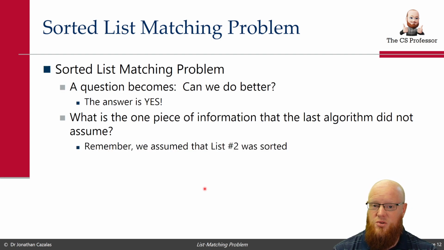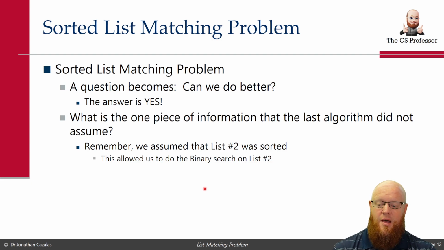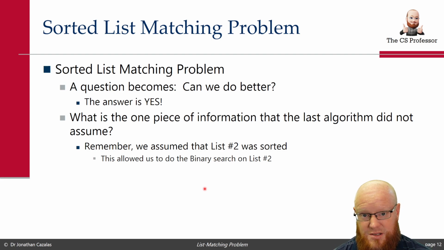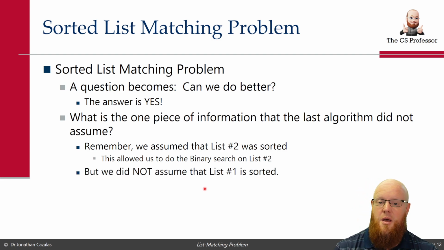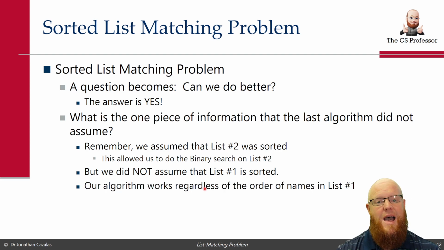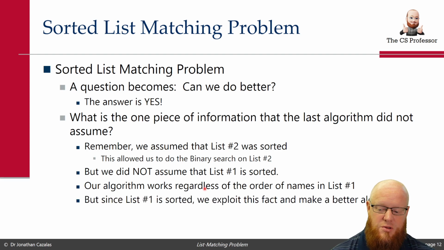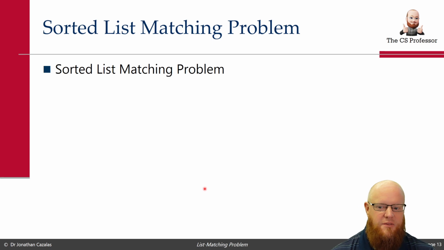But we also stated at the beginning of the problem that not only is list 2 sorted, but that both lists were actually sorted. Until now, we have not taken advantage of that. The last algorithm worked regardless of whether or not list 1 was sorted. As long as list 2 was sorted, we did a binary search on list 2. It didn't matter if list 1 was actually sorted. But since it is sorted, we can exploit that fact.